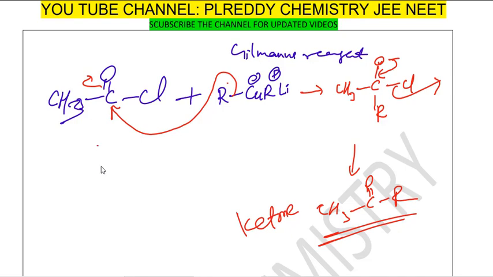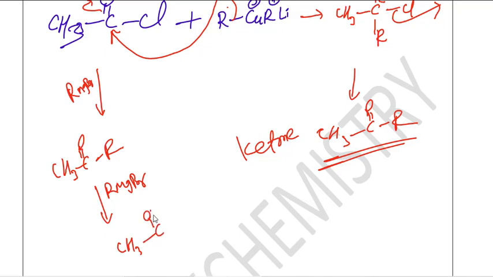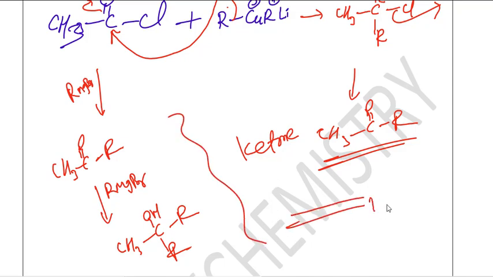Same reaction, suppose if you take Grignard reagent RMgBr, then initially you will get the same product CH3C double bond OR, but it will react further with RMgBr and give alcohols. That is the drawback of Grignard reagent. But in case of Gilman's reagent, it is giving only ketones.